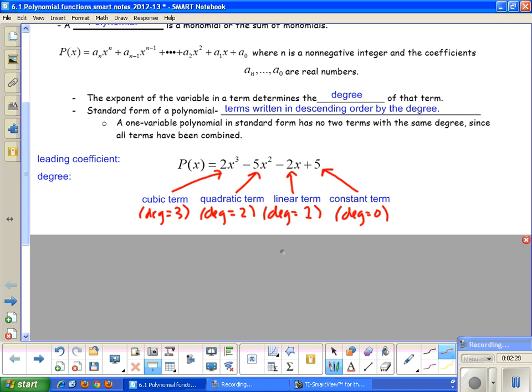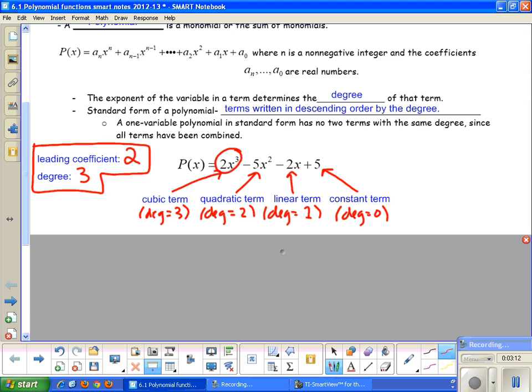This is my equation in standard form because I have one variable, which is x. I don't have any terms that have the same degree, and they're in descending order, starting by the highest and going down to the lowest. The leading coefficient in standard form is always the number in front of the term with the highest degree. So if this is the term with the highest degree, the number in front of that would be 2, and that is called the leading coefficient. The degree of this polynomial would be the term with the highest degree as well, so the degree of this entire polynomial is 3. That's important to know how to find.